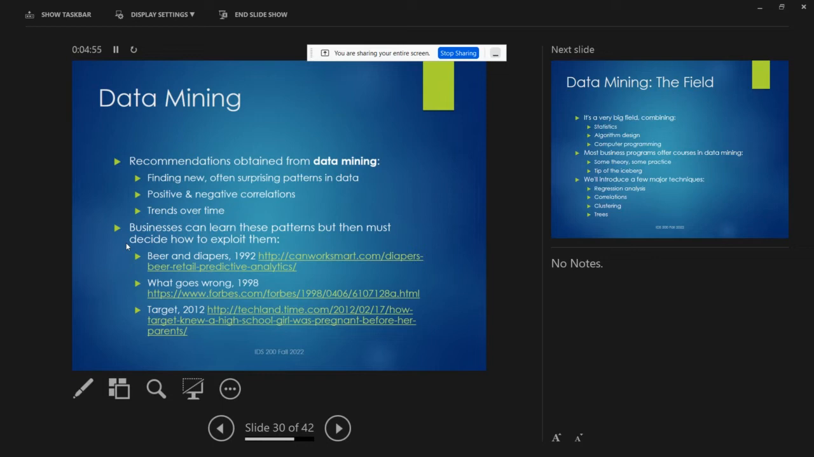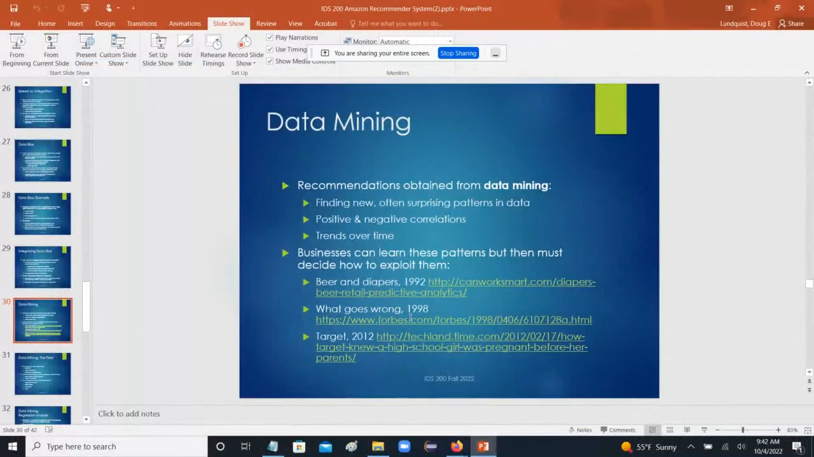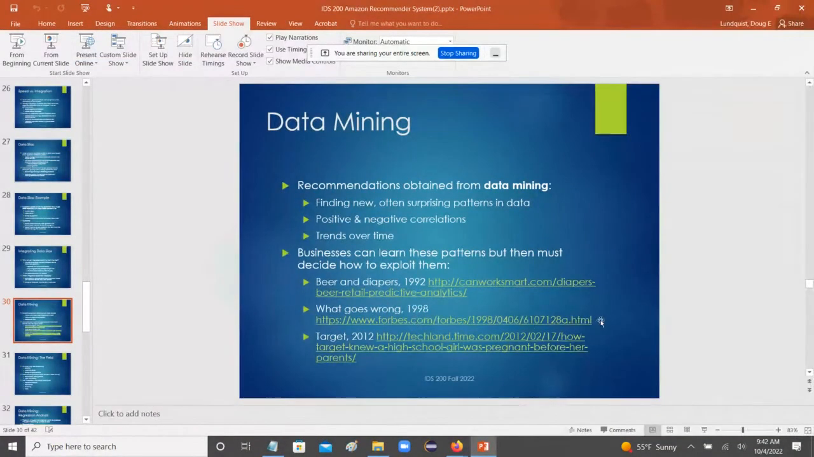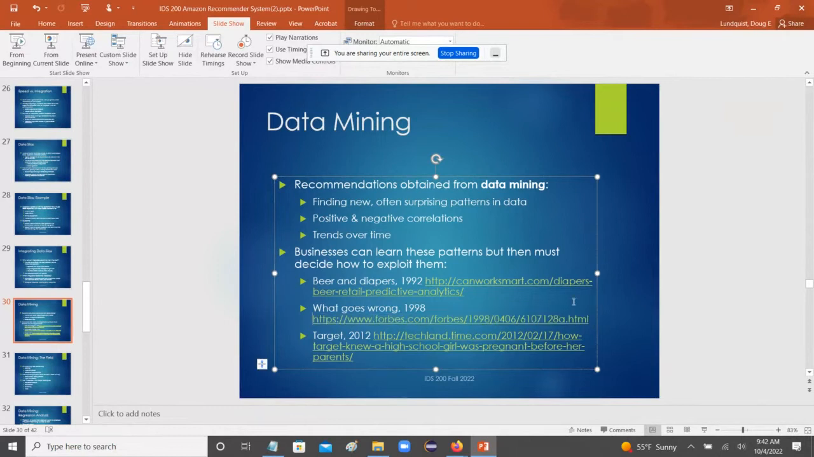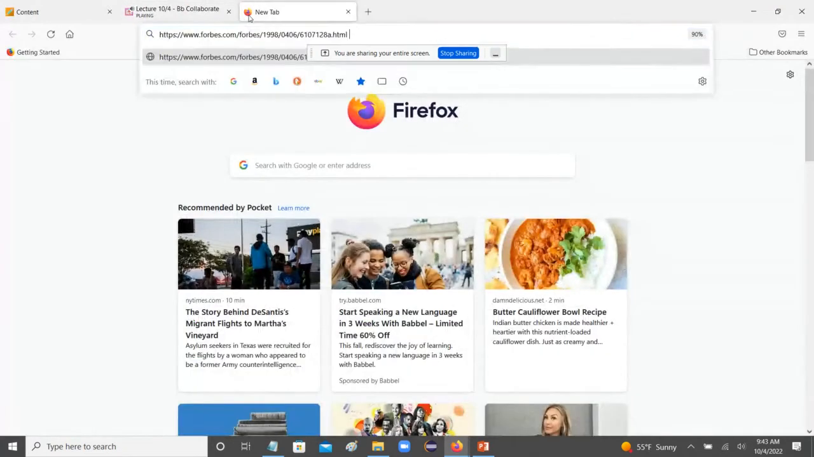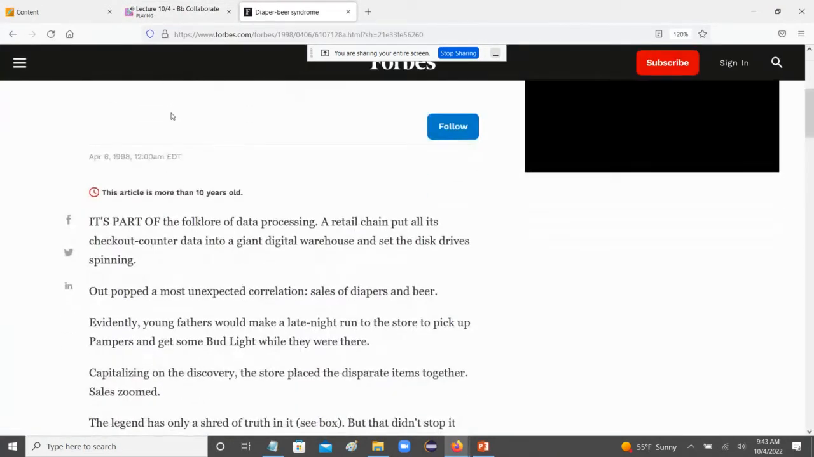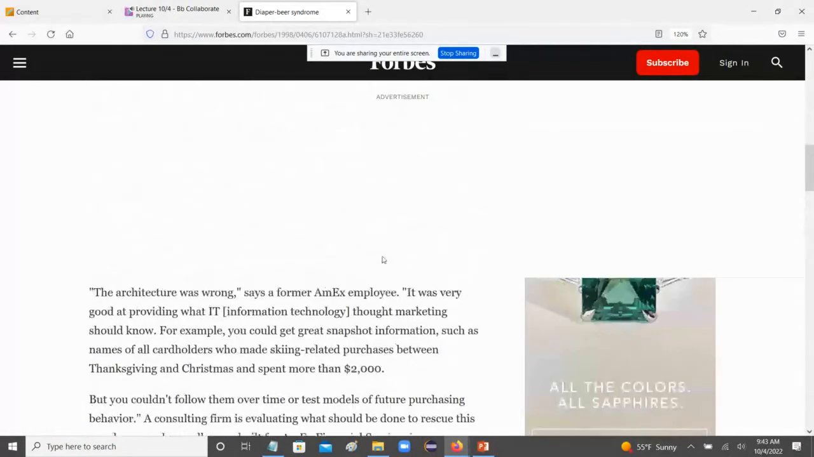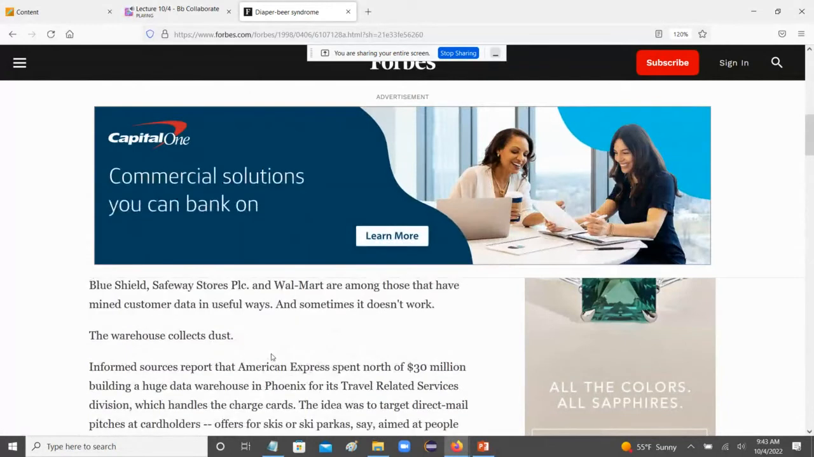Other times, things go horribly wrong. So this, the 1998 one, oh, that's a different one. We'll talk about the 2012 one. You can look at the 1998 one. Let's see, I'll bring up this Forbes one. Why can't I grab you? There we go. Look at this Forbes one. Diaper beer syndrome, right? So you can look at this. Basically, it didn't work too well.